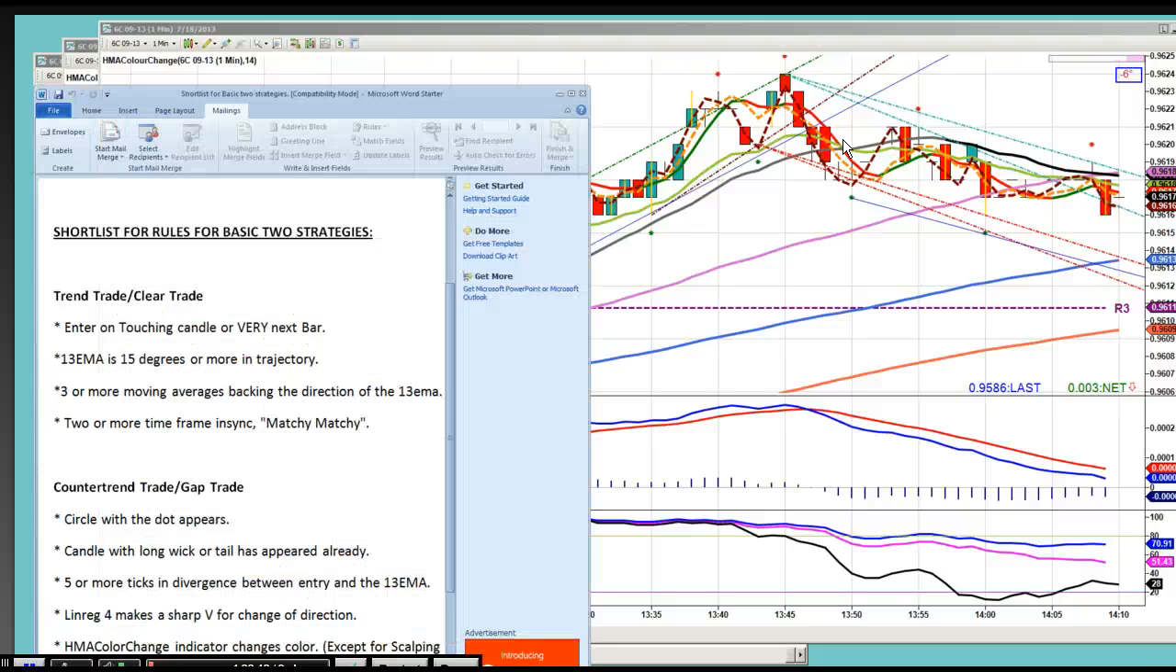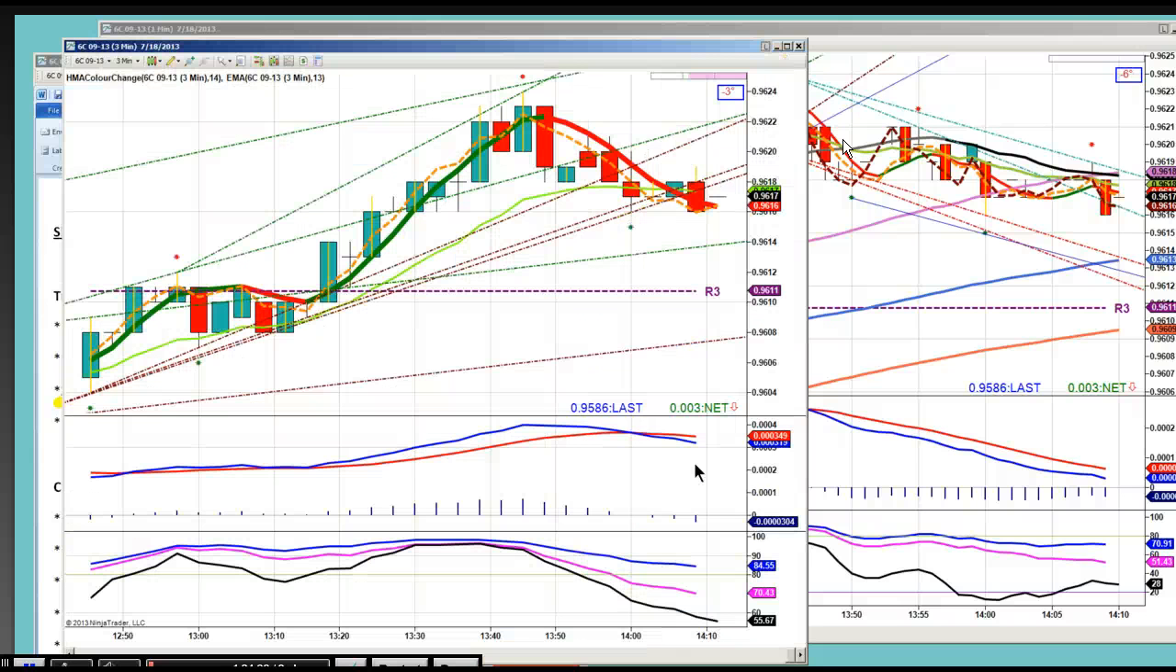The indicators we're looking at is our asterisk bouncing off. There's the turquoise fractal that just came in. Is it south of the HMA? Do we have 3 or more moving averages back in the direction of short? Do we have more than one time frame in sync? So we pull up our 3-minute chart. Is our 3-minute chart confirming that we're going lower? So our 3-minute is red.